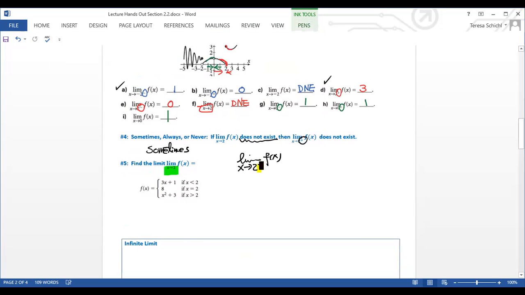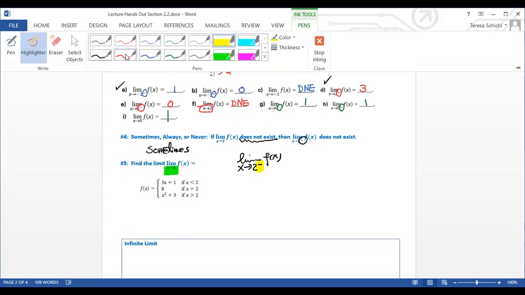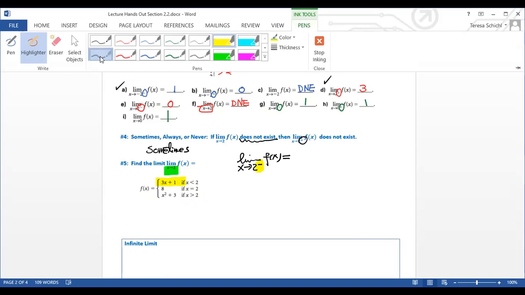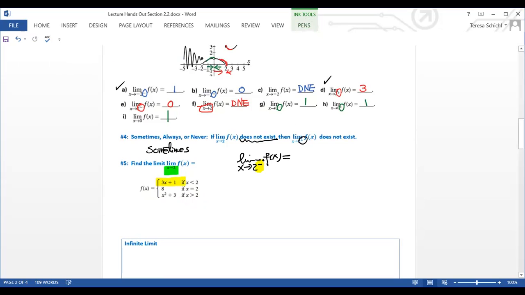So what does this mean? Left-hand side means it's always a little bit less than 2. So which function am I using that is less than 2? Oh, here, right? So it's less than 2. I'm using this one here. So when x approaches 2, it's a little bit less than 2. So this will approach 7 here.